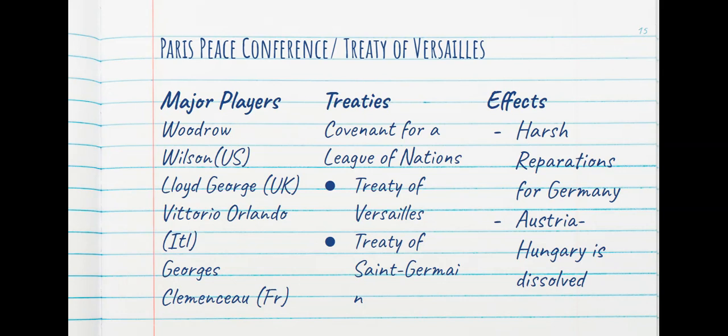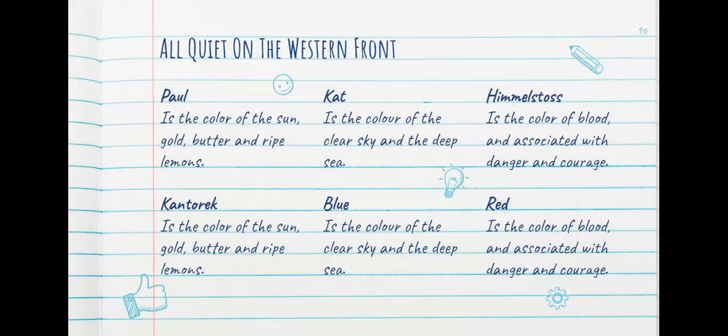And so the Treaty of Saint-Germain, or Saint-Germain for those who don't take French: Austria-Hungary becomes dissolved. It becomes split up into various countries like Yugoslavia and Czechoslovakia and just Austria and just Hungary. It falls apart, basically.